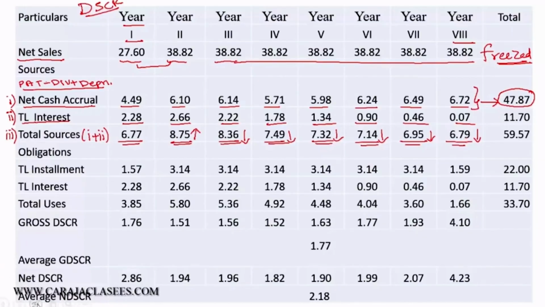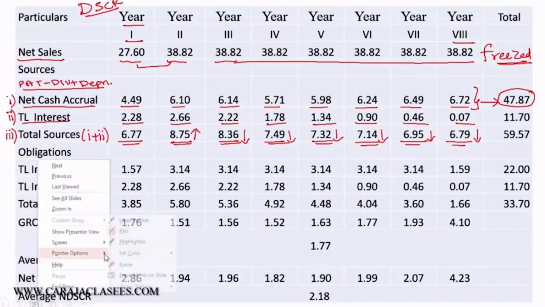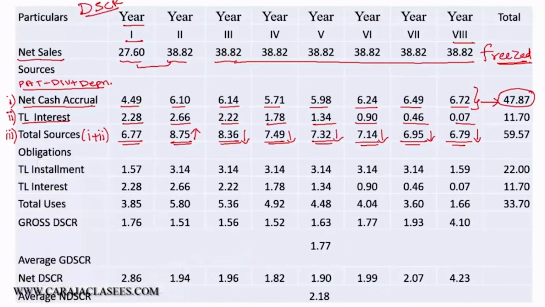Then let us have a look at the total installments. Now we'll focus on obligation. The first one is term loan installment. That is, what is the repayment fixed for each and every year? This is something which we have to pick up from the repayment schedule. I mean, existing loan repayment schedule, proposed loan repayment schedule, everything should be added here. And if you can notice, all 8-year figures added works out to 22 crore.